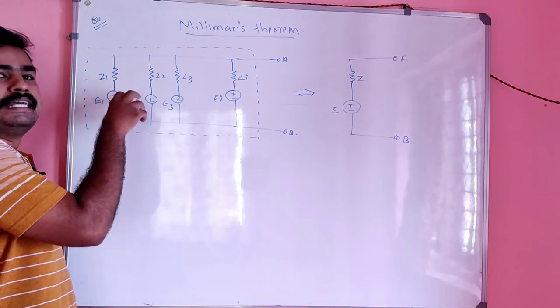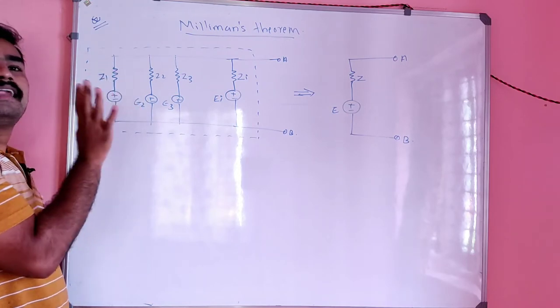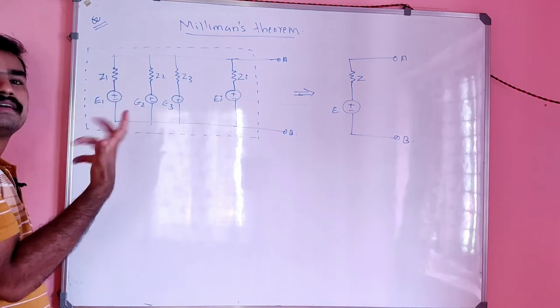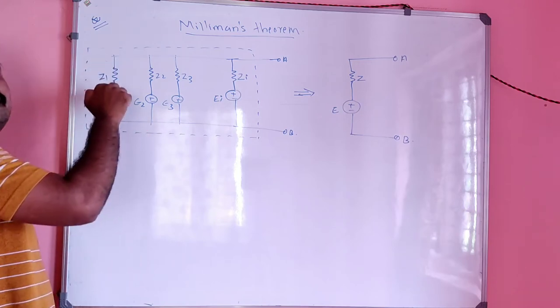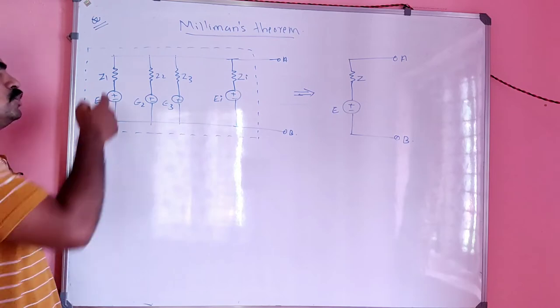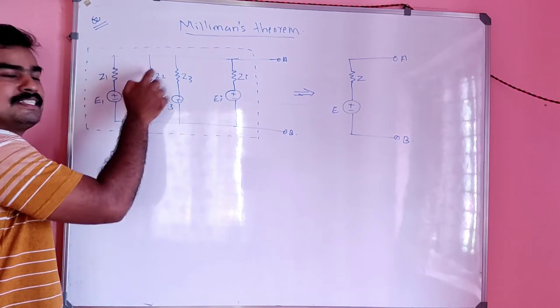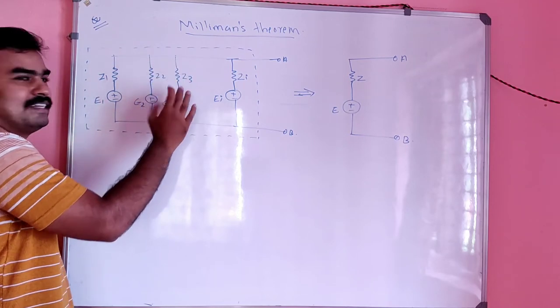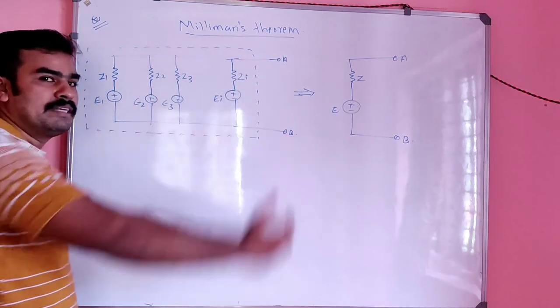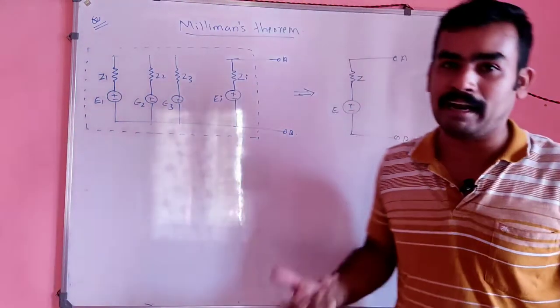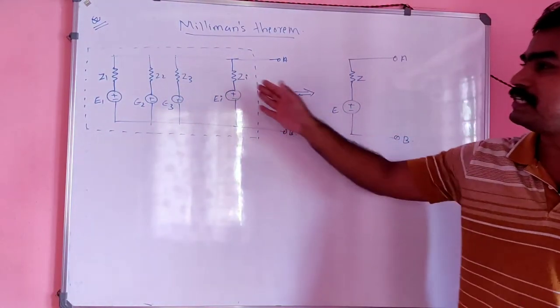Because we know that a voltage source is always represented in series with a resistance. That is the convention, the Thevenin concept. One voltage source can be represented in series with a resistance, another voltage source in series with a resistance, another voltage in series with a resistance. So many voltages are each connected in series with a resistance, and the effective combinations are connected in parallel.